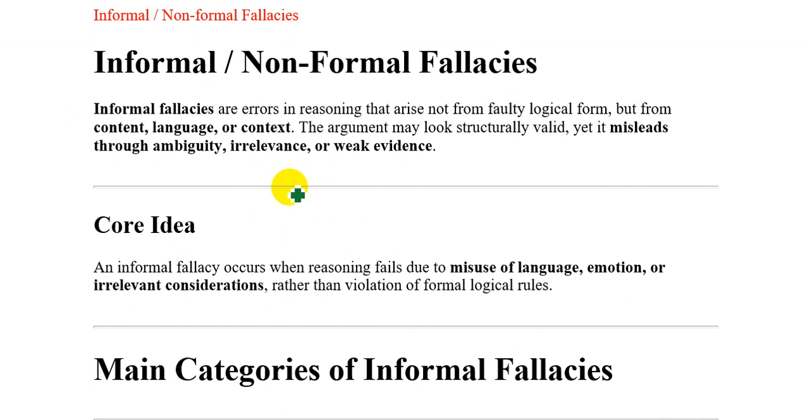Now let's go into informal or non-formal fallacies. This is important. Informal fallacies are errors in reasoning that arise not from faulty logical forms, but from content, language, or context. The argument may look structurally valid, yet it misleads through ambiguity, irrelevance, or weak evidence.